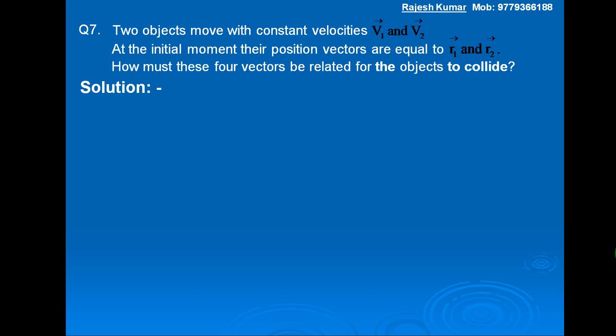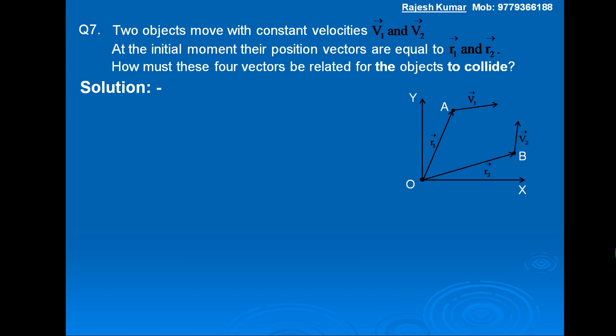Now the solution is, first of all, draw the graph for the motion. Suppose this is a point O, the origin, this is the x-axis and this is the y-axis. Suppose there are two objects A and B. The position vector of A is r1 vector and the position vector of object B is r2 vector. The object A is moving with velocity v1 and object B is moving with velocity v2.